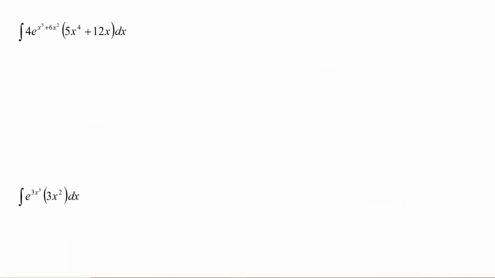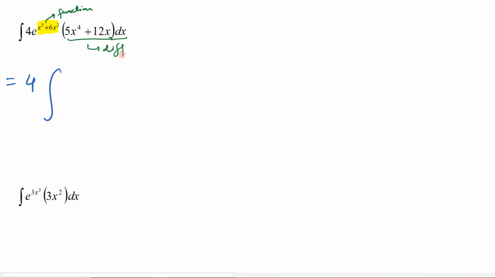So we have 4 times e raised to power x square, x raised to power 5 plus 6x square. If we think of this as our function, let's bring 4 outside. So e raised to power f(x), that is our function, and then we have the differential of the function. The derivative of x raised to power 5 is 5x^4, plus 12x. So the derivative of this function is here, and then we have dx along with it.